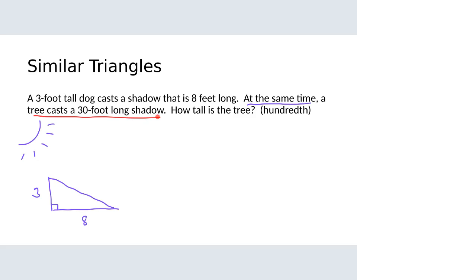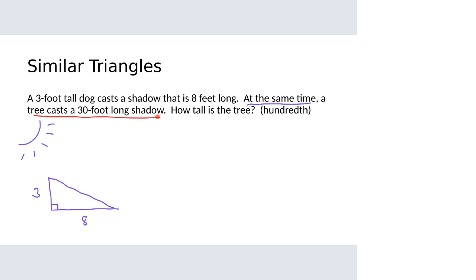One thing I will say when we solve word problems, and we'll do a lot of them, I don't want you to be intimidated by that. I don't want you to be afraid of that. What you'll find is we'll read the problem over and over again to get all the information we need. We read it at first. 3-foot tall dog casts a shadow that's 8 feet long. At the same time, a tree casts a 30-foot long shadow. How tall is the tree? Just to sort of get an overall understanding. And then we read it over and over again.